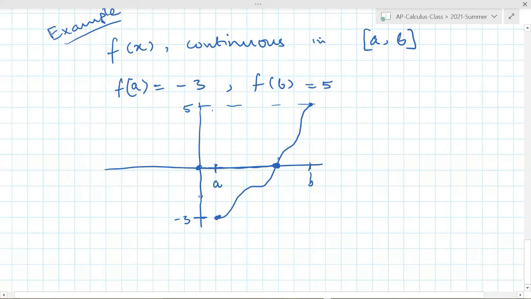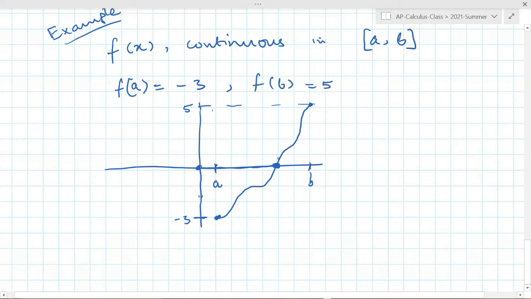So that tells us that there is at least one 0 of this function. You remember zeros or roots, the x-intercepts, right? So without even knowing anything more about the graph, just the IVT tells us that there is at least one place between A and B where it will intersect the x-axis, or there will be a 0.